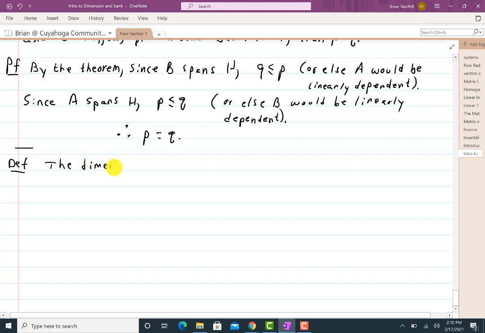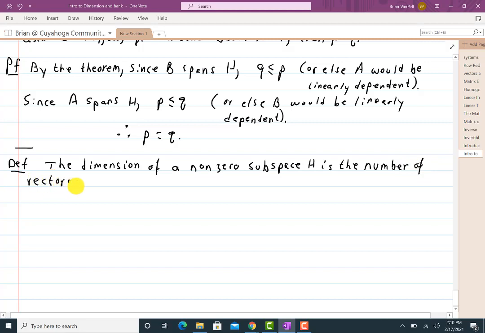The dimension of a non-zero subspace H is the number of vectors in any basis for H. We denote this by dim H.